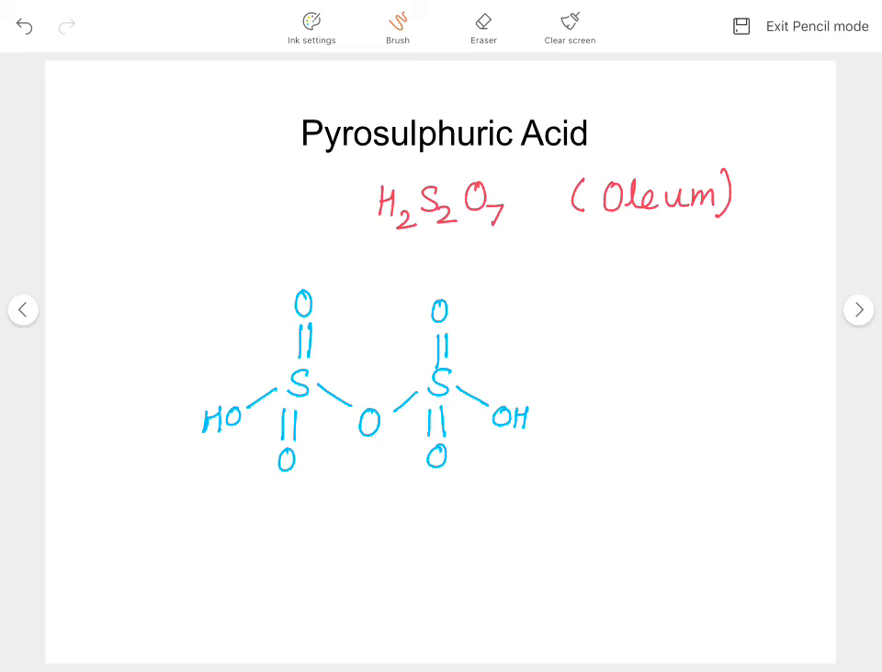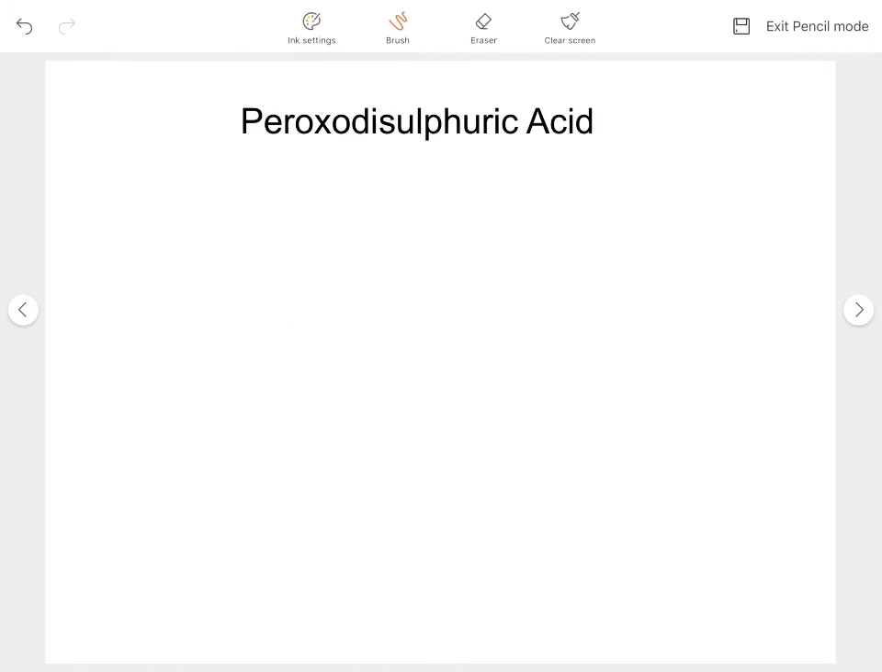This you must remember, and after drawing the structure you must count the number of oxygens and hydrogens in the exam to ensure the correct formula.